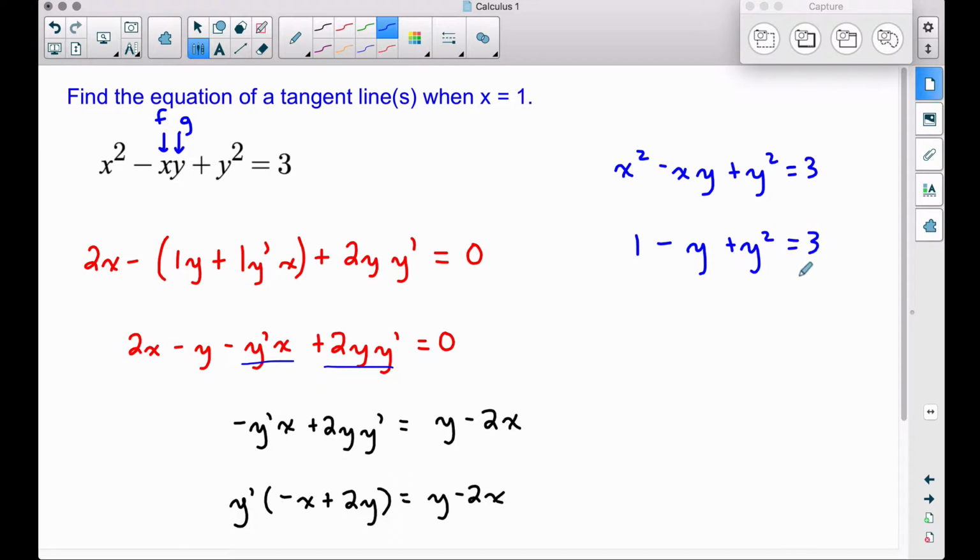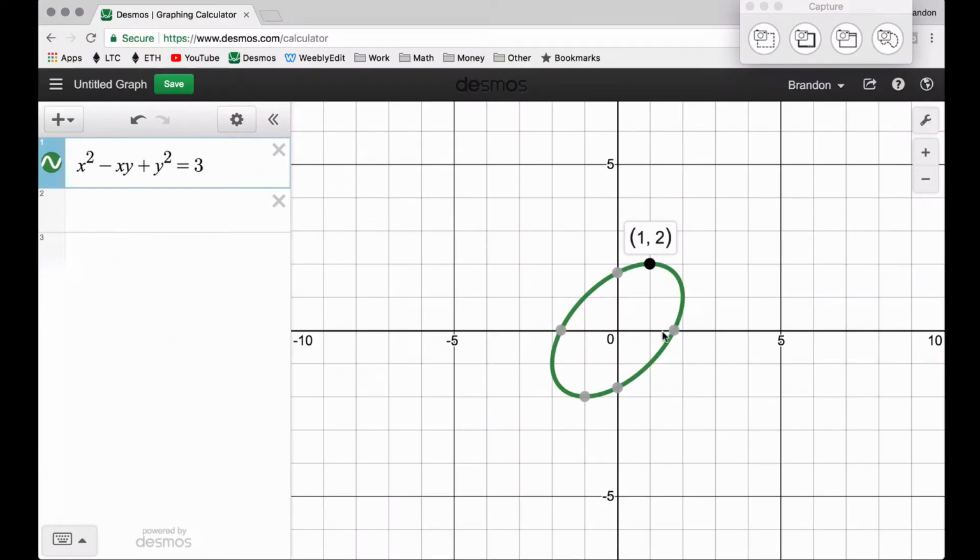Now what we have here is a quadratic that we're going to have to solve in order to figure out our values for y. Recall earlier I did mention when x is equal to 1, we have a y value here. We're going to get 2, and then we're going to have another y value down here, which looks like it's going to be negative 1. Let's see how to get that.